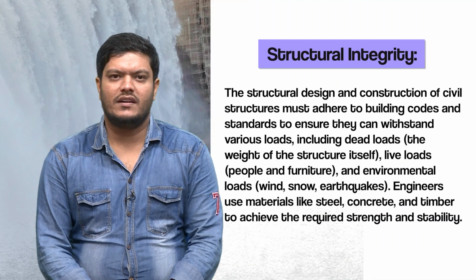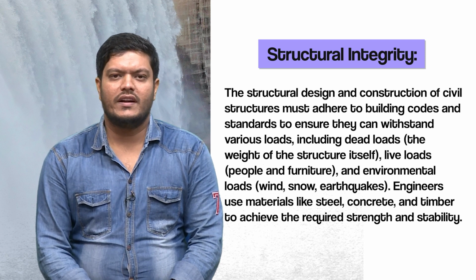Safety in typical civil structure is of paramount importance to protect the lives of occupants and the integrity of the building itself. Here are some key aspects of safety in typical structures. Structural integrity. The structural design and construction of civil structure must adhere to building codes and standards to ensure they can withstand various loads including dead loads, the weight of structure itself, live loads, people and furniture, and environmental loads, wind, snow, earthquakes. Engineers use materials like steel, concrete and timber to achieve the required strength and stability.